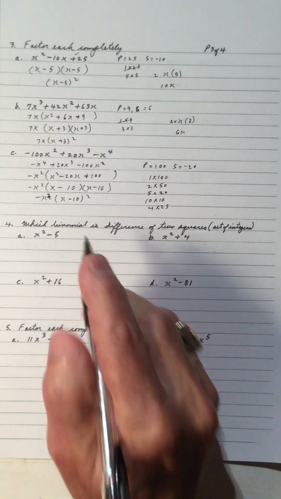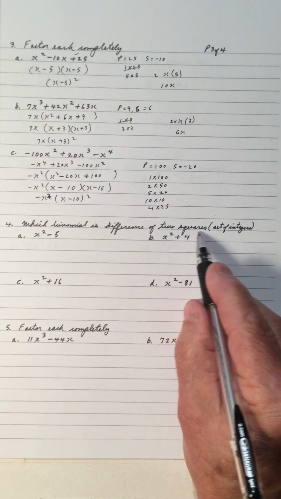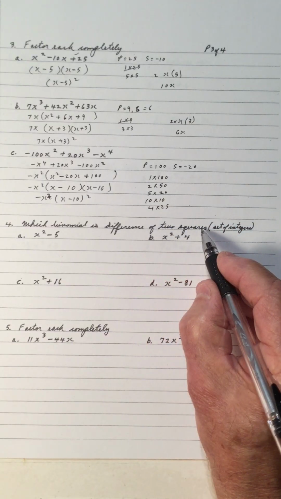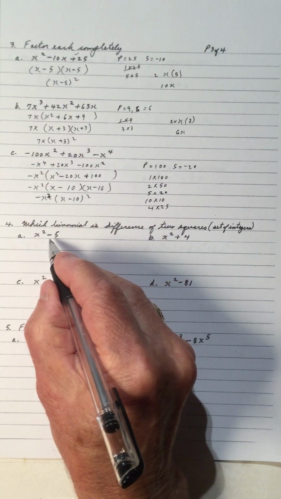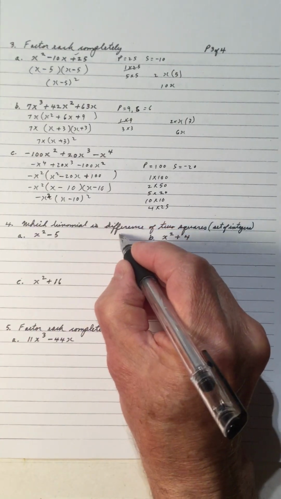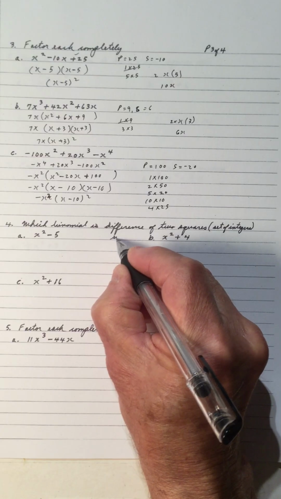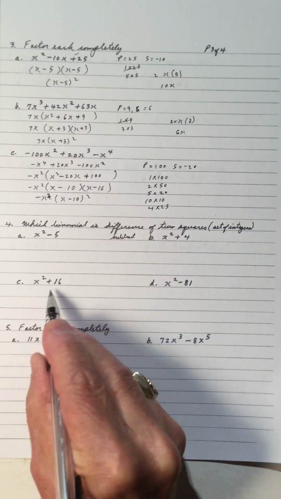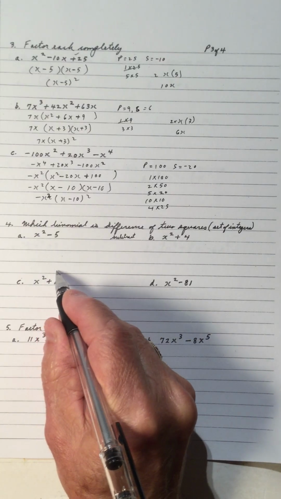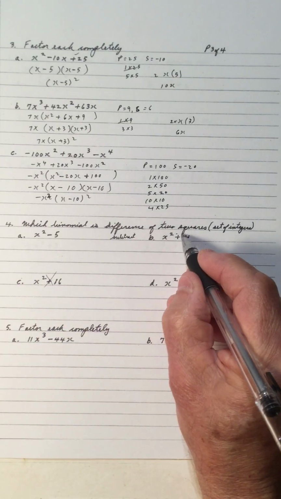Number 4, which binomial is the difference of 2 squares? And we're getting the difference of 2 squares over the set of integers. So this is a difference. Difference means you've got to subtract. So this is no, because that's a plus, and that's a no.